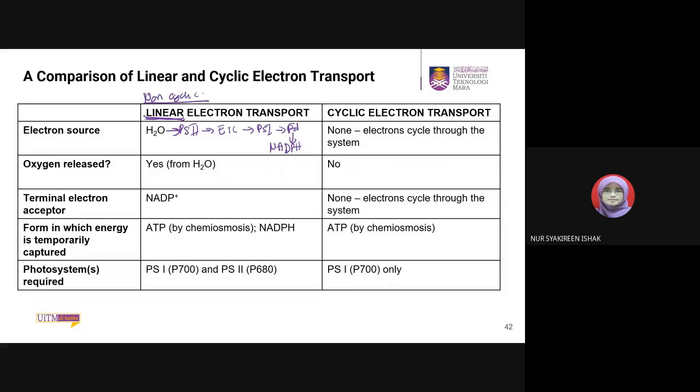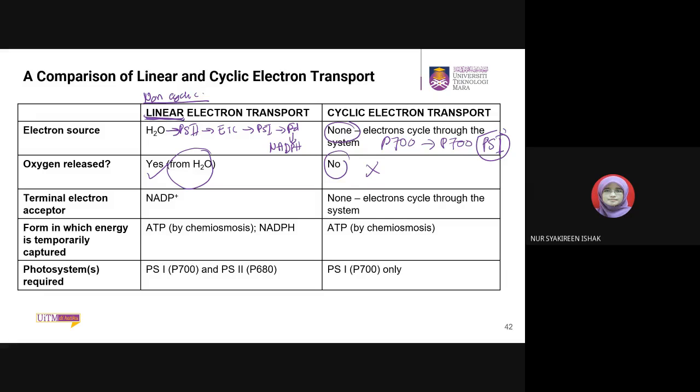Okay. Tapi kalau cyclic electron transport, electron source none, sebab dia memang elektron kepunyaan P700. Okay. So dia akan travel daripada P700 balik semula ke P700 of photosystem 1. So linear electron flow or non-cyclic is oxygen release? Yes. Sebab apa? Berlaku photolysis of water. Kalau cyclic is oxygen release? No lah, sebab no photolysis of water.